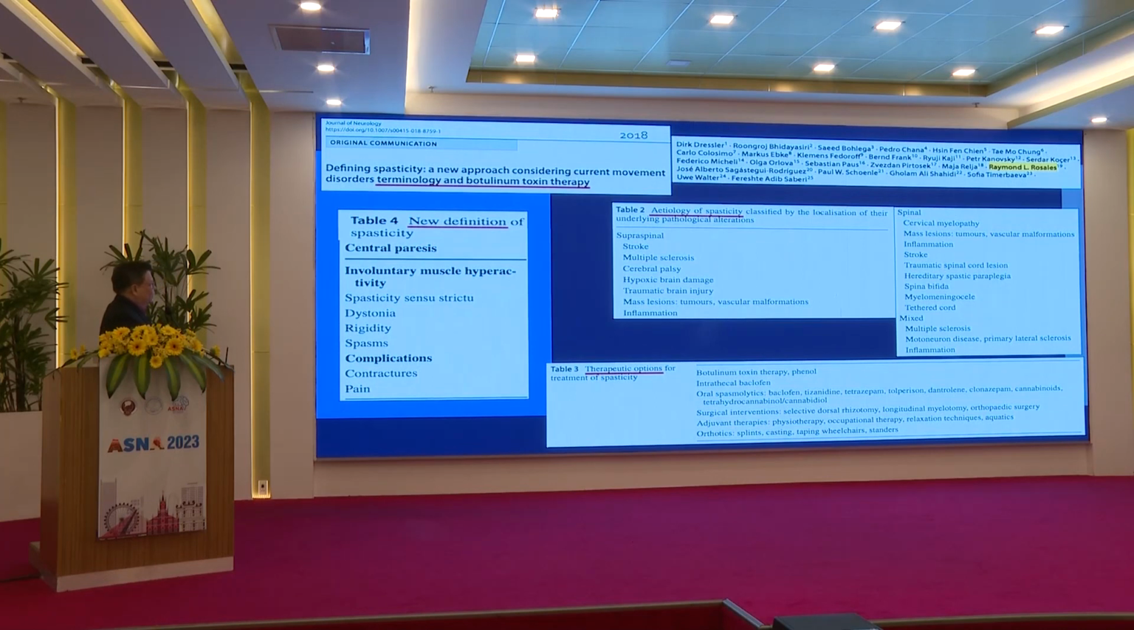Now, there are various causes of spasticity. It could be supraspinal or even spinal. That is the reason why we see it in MS and even in childhood spasticity. There are many therapeutic options to do.